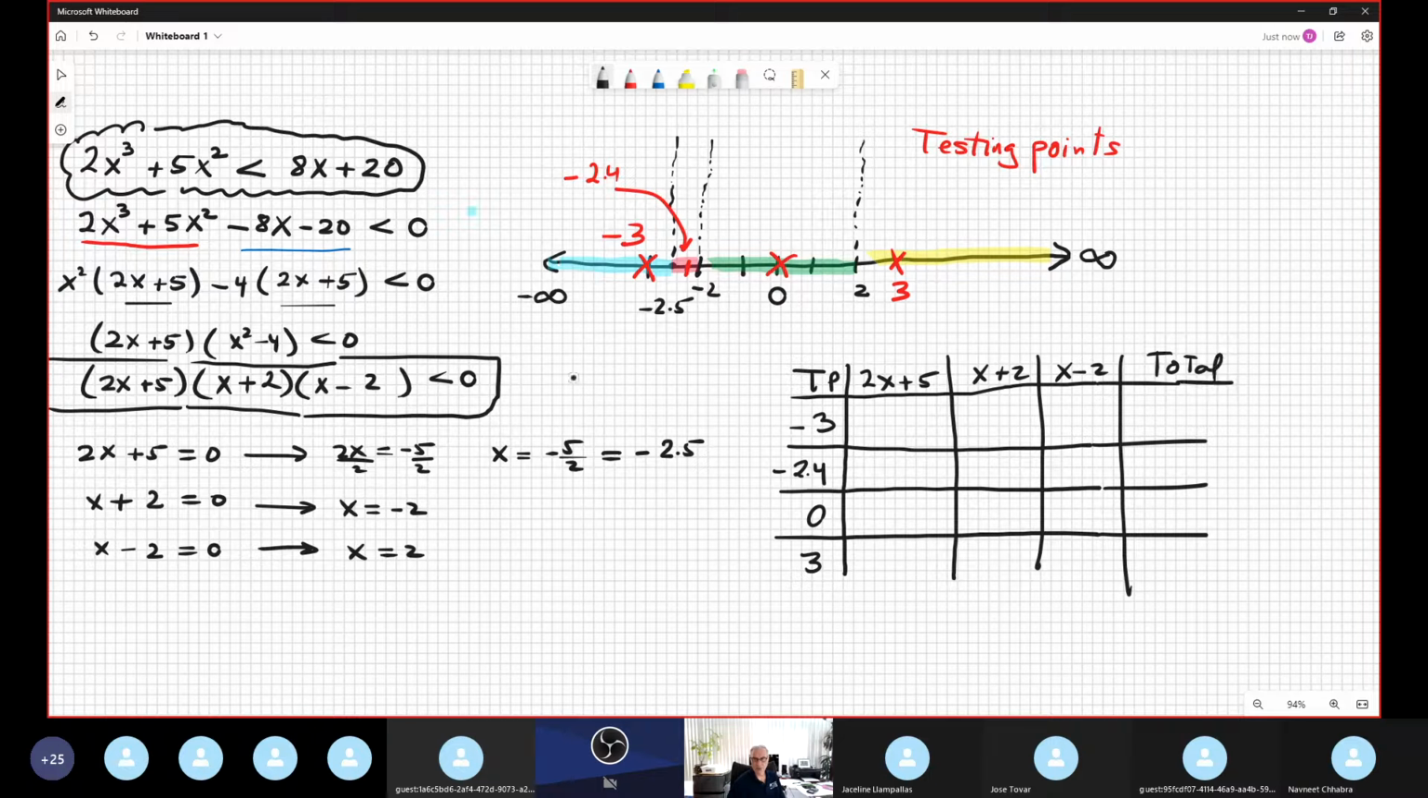Okay, ready to plug it in. Negative 3: 2 times negative 3 is negative 6, and negative 6 plus 5 is negative. Negative 3 in x plus 2 is negative also, negative 3 plus 2. And for x minus 2, negative 3 minus 2 is negative 5, negative. Cool. Negative 2.4 here, you put it in the calculator if you want, and you multiply 2.4 times 2. It's obviously 4.8, but let me check it with the calculator. 2 times negative 2.4 is negative 4.8, and negative 4.8 plus 5 is obviously positive, it's 0.2 positive.